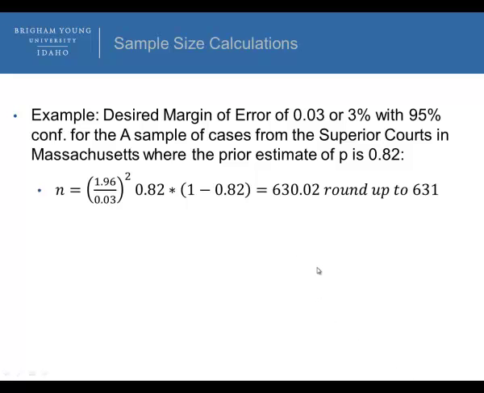Desired margin of error of 3% with a 95% confidence interval for a sample of cases from the Superior Court of Massachusetts, with a prior estimate of 0.82. To get a sample size, we would take 1.96, since we're doing a 95% confidence interval, divided by our desired margin of error of 3%, square that, and then multiply it by our prior estimate of p, which is 0.82, times 1 minus that. We would get 630.02, and then we would round that up to 631.